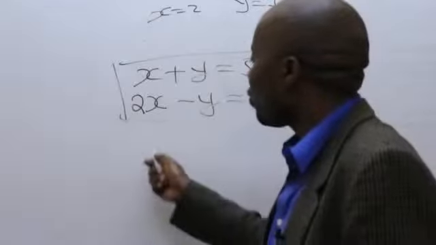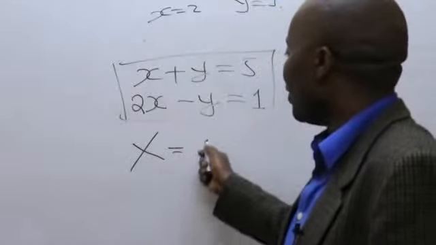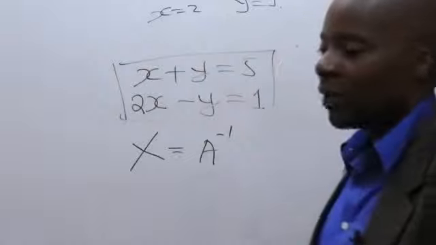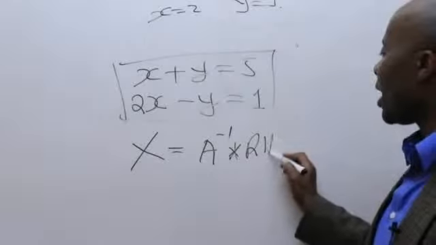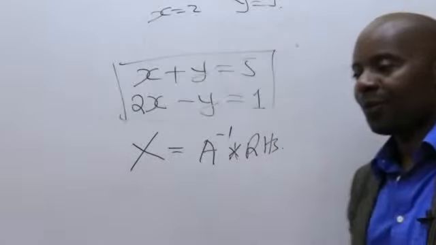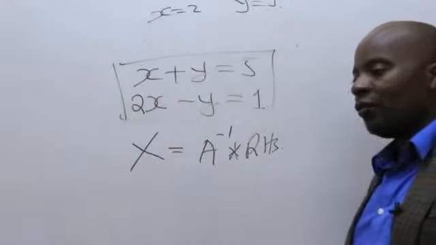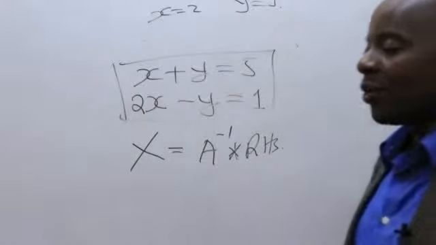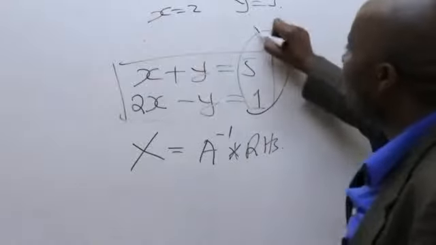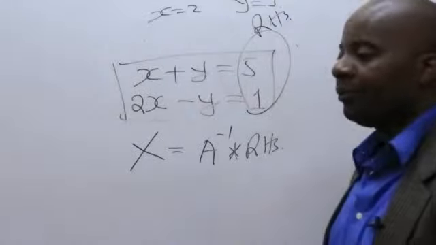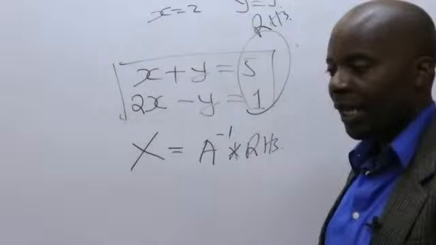Remember, for us to be able to get the unknowns, we normally take the inverse of A multiplied by what here? The right-hand side values. The inverse of A multiplied by right-hand side values. Remember, these are the right-hand side values.